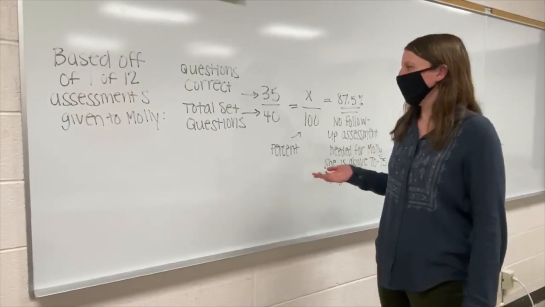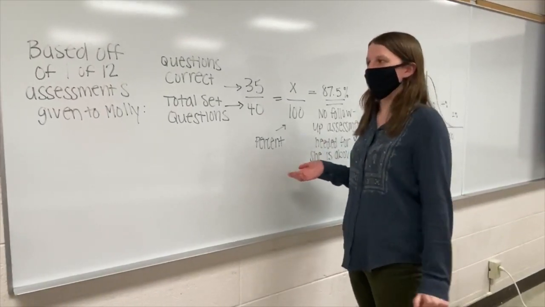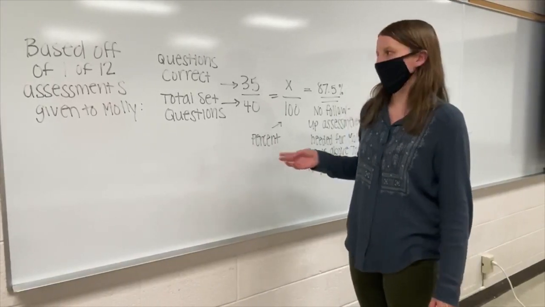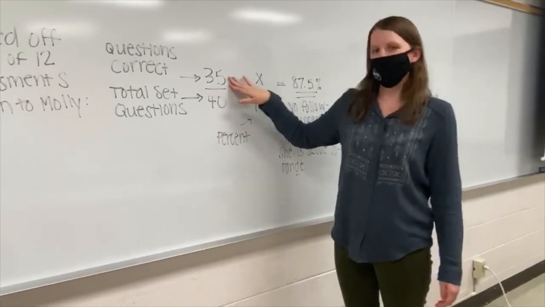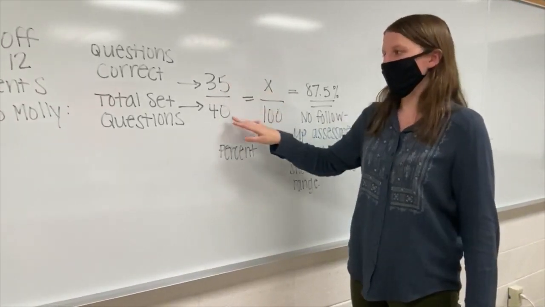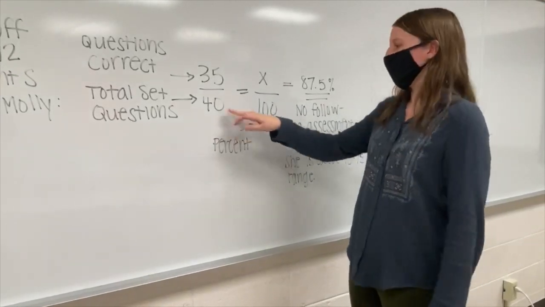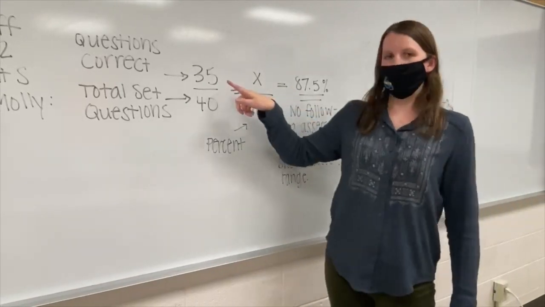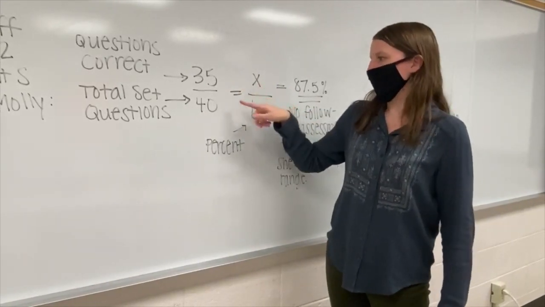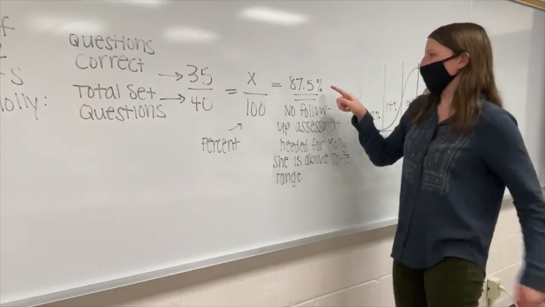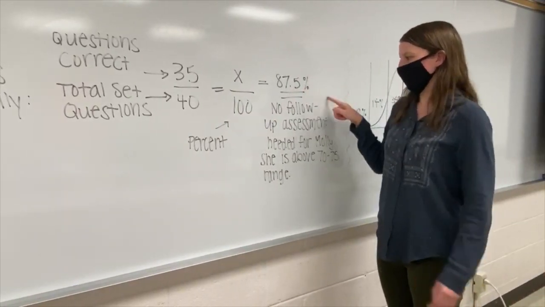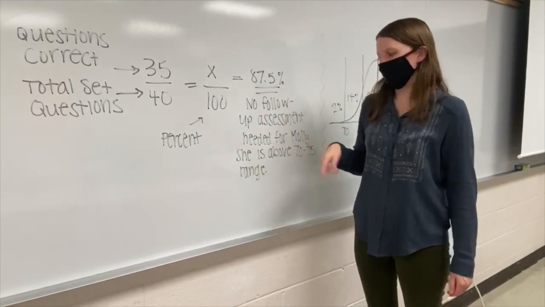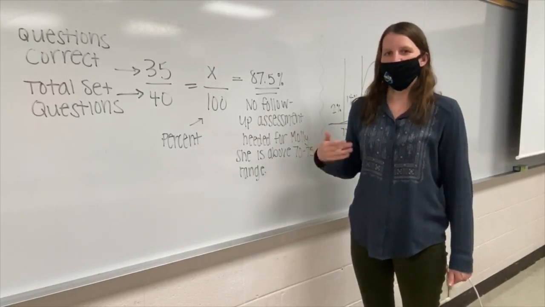This is just showing you how we got Molly's score, which is based off of one of the 12 assessments, which for our example was word analysis. So we took the questions correct, which was 35, and the total set of questions, which was 40. And then to get the percent, you put x over 100, multiply 35 by 100, and then divide that by 40. That gets you to 87.5%.